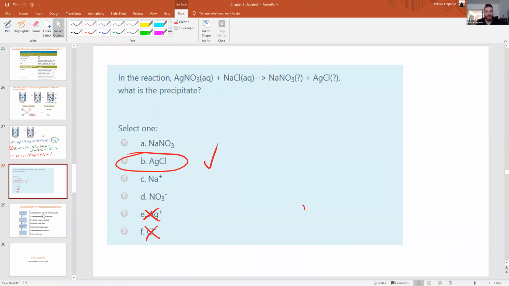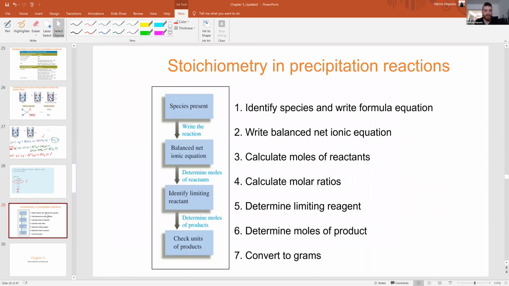Well, sometimes with a single replacement, in redox, that's different. Because in redox, one thing gets oxidized, one thing gets reduced, and it can get reduced from Ag plus to Ag, the silver, and that's a solid. But that's different than this. If you have ions, they're going to be soluble all the time.